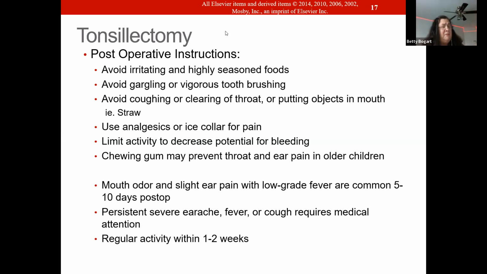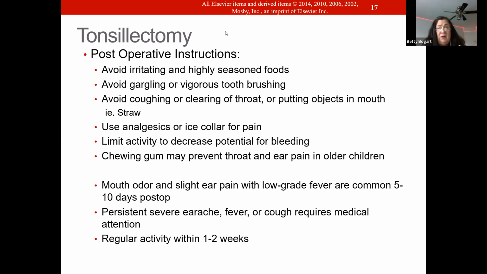And one thing is that these children wake up and their mouth is dry from that anti-cholinergic drug like atropine that they got, and it hurts and they want something to drink. I recommend ice chips first. A couple ice chips, see how they do with that, and then go further.